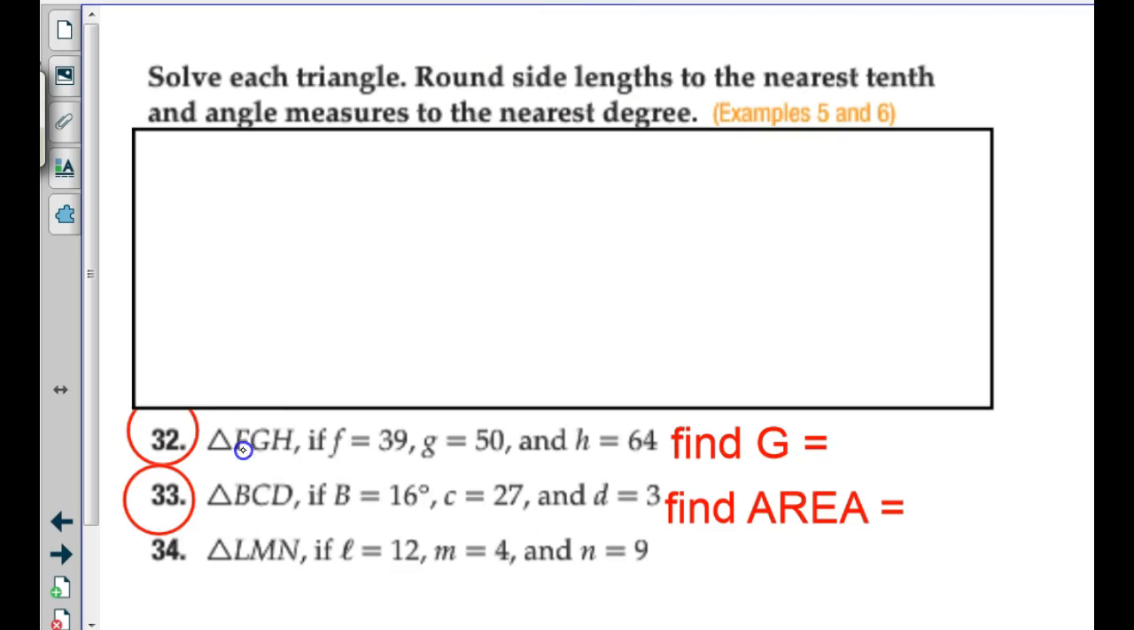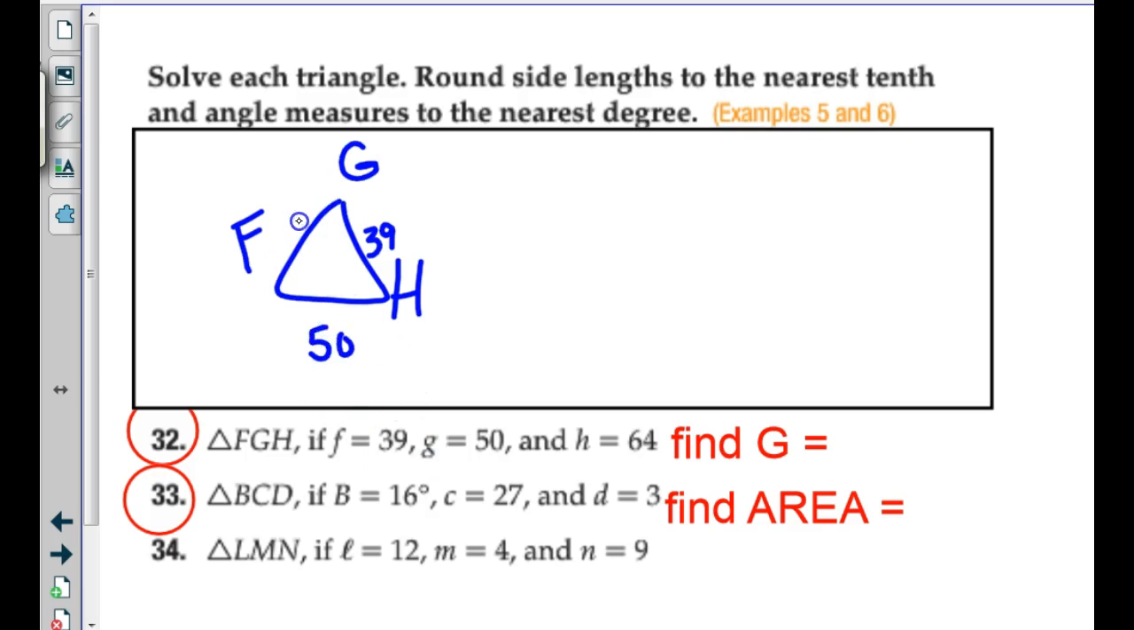All right. This is number 32 from the bookwork. It says find angle G. If I draw the triangle real quick, F, G, H, side F is 39 across from the angle here. Side G is 50. Side H is 64. Okay. What do I do when I have all three sides? Yes, I have to do law of cosines. If I want angle G up here, this is the one across from it. So I start with that one. Okay, anybody besides Kayvon tell me how this goes?